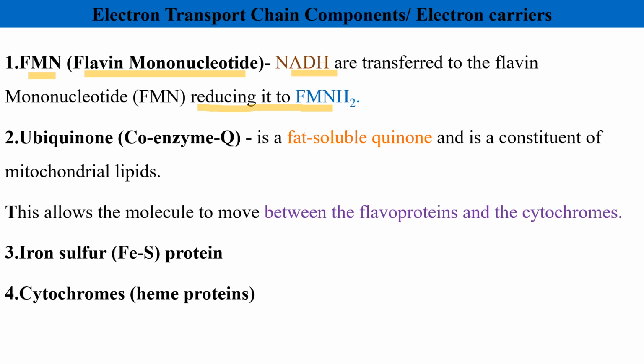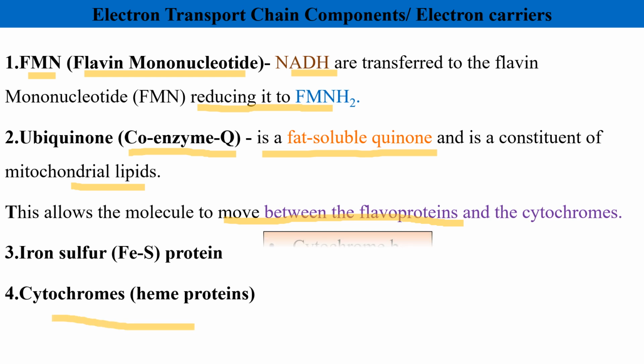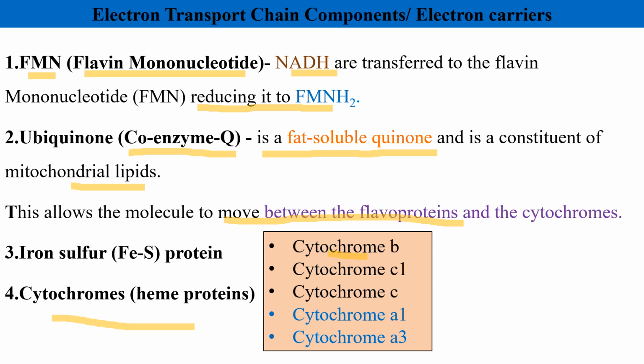Second is ubiquinone, which is known as coenzyme Q. It is a fat-soluble quinone and a constituent of mitochondrial lipid, and this allows the molecule to move between the flavoprotein and the cytochrome. Third is iron sulfur proteins, and fourth is cytochrome heme protein. Cytochrome heme proteins are of many types: cytochrome B, cytochrome C1, cytochrome C, cytochrome A and cytochrome A3. Cytochrome A and cytochrome A3 form complex 4, which is the cytochrome oxidase.